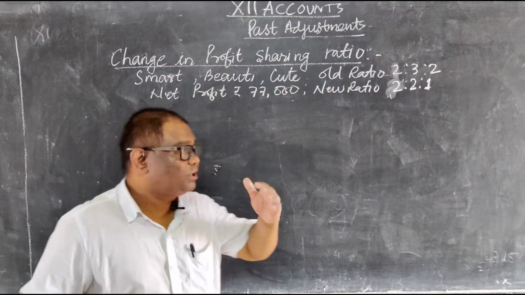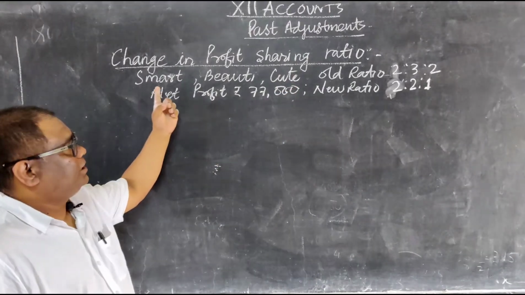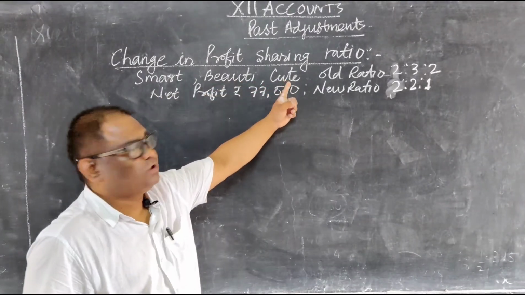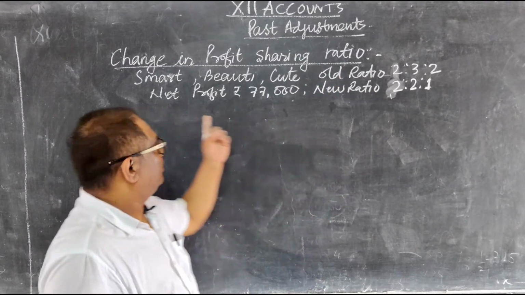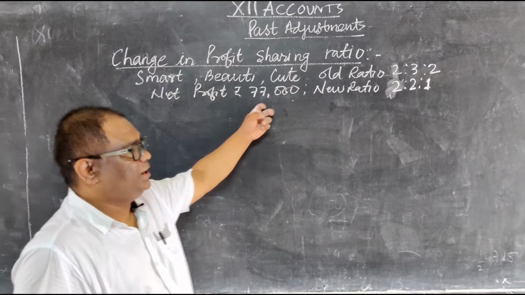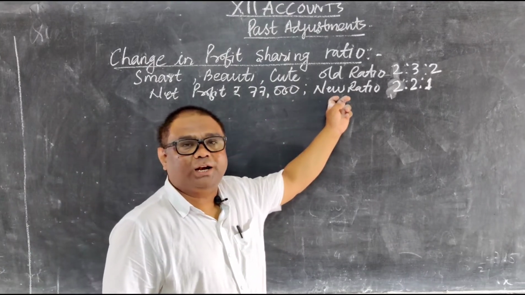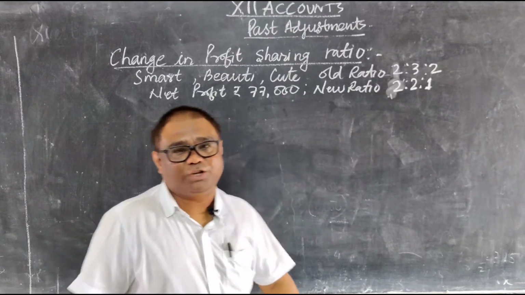So now the next question is change in the profit sharing ratio. Smart, Beauty and Cute, their old ratio is 2:3:2, and net profit is 77,000. Their ratio altered, changed to the new ratio 2:2:1.